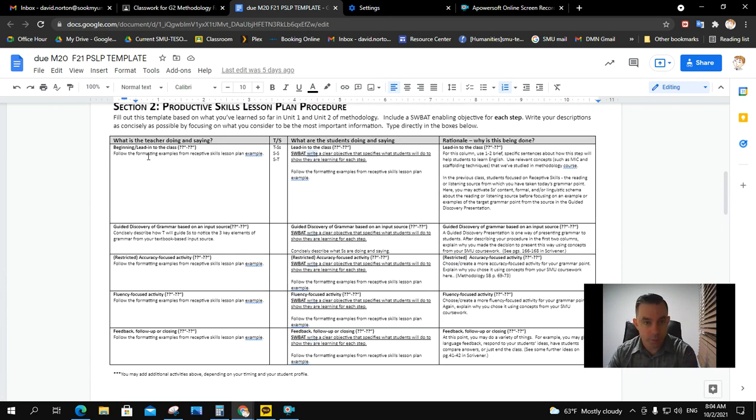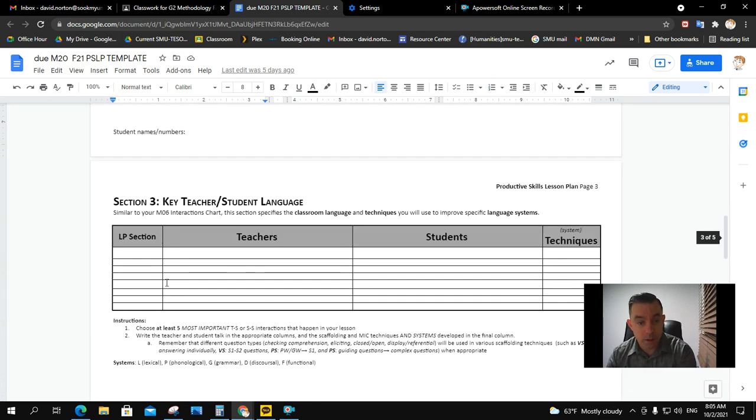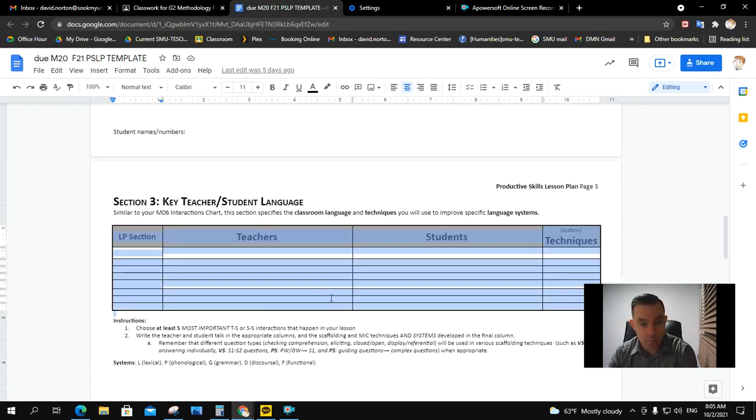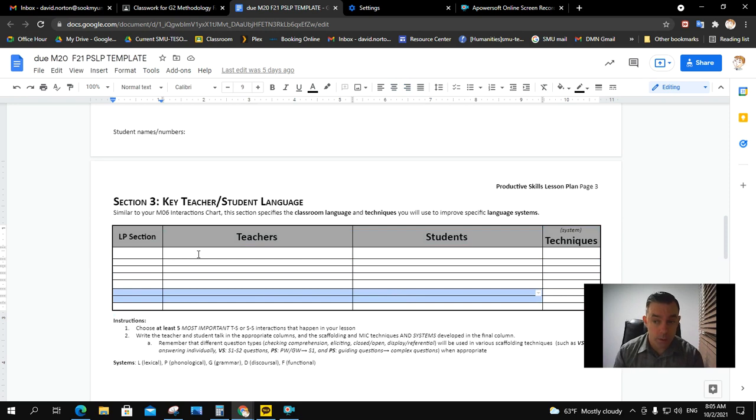See, if you go up here to section 2, 1, 2, 3, 4, 5. Okay, so there's 5 sections that you're including. And so here, 1, 2, 3, 4, 5. That should be all you need. You can delete the rest of the columns. Those are just there if you want to include more. And most important interactions for each part.